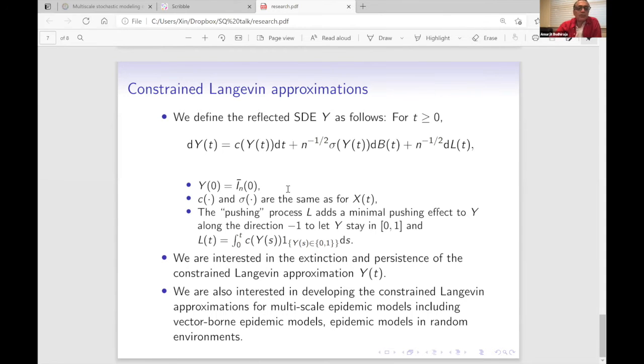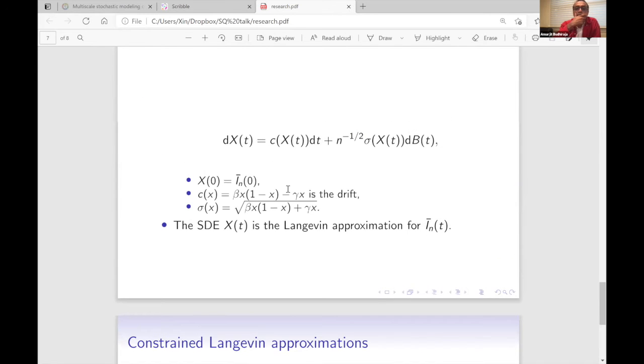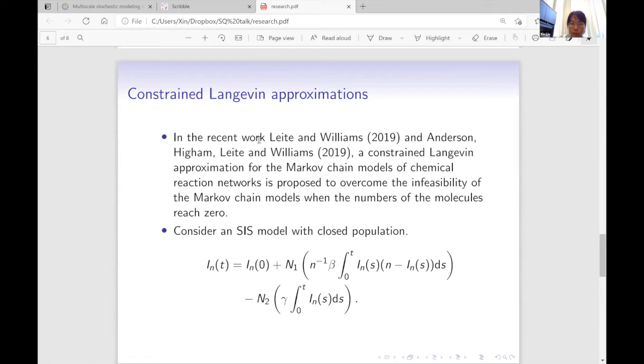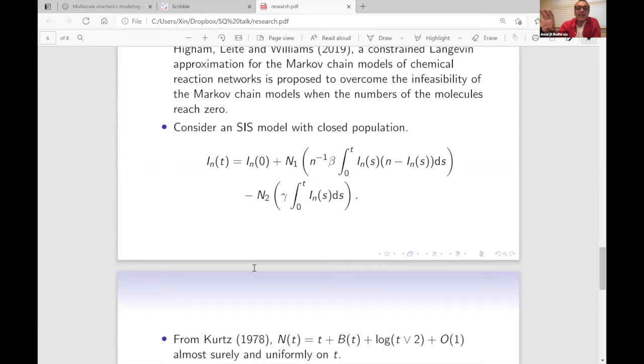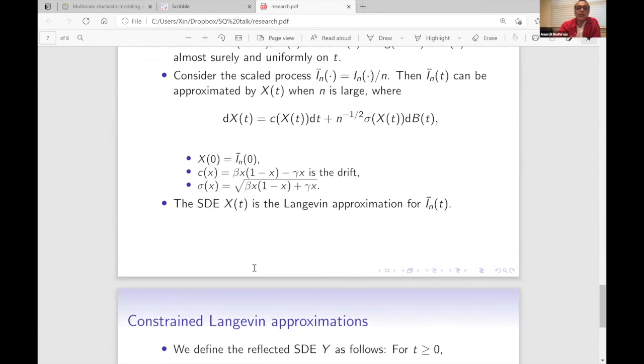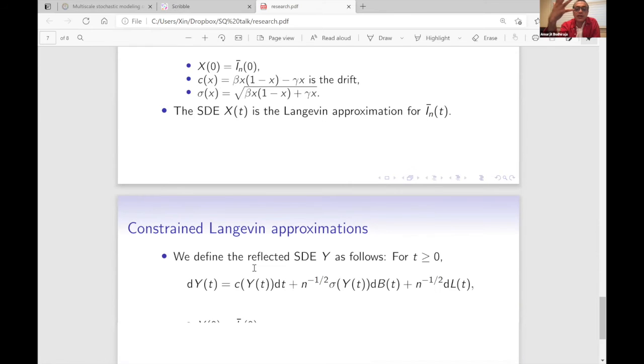So I have a question about when you say we develop this approximation: is there a rigorous limit theorem which connects the original system with this system? Yes, this is actually in the first paper, Leach and Williams, published in the Annals of Applied Probability. They provided a systematic way to construct such constrained Langevin approximations for chemical reaction networks. But my question is, if you look at your approximation that you wrote, there is an n there as well, right? In the equation, there's an n there as well. So in what sense is this an approximation of that? How do you make sense of that?